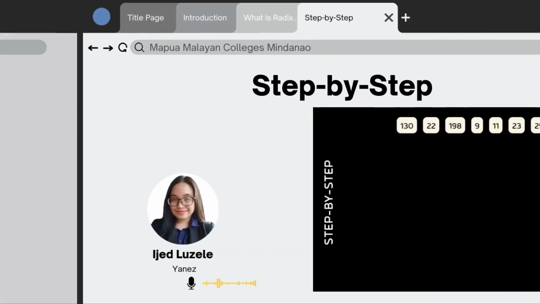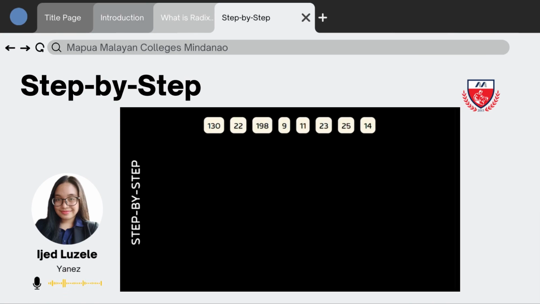To sort an array using radix sort in ascending order, these are the steps. So we have here our unsorted array, for example. First we will look for the largest element in the array. We can observe among these numbers, the largest elements have 3 digits. So this would mean that we need 3 passes to sort this array.